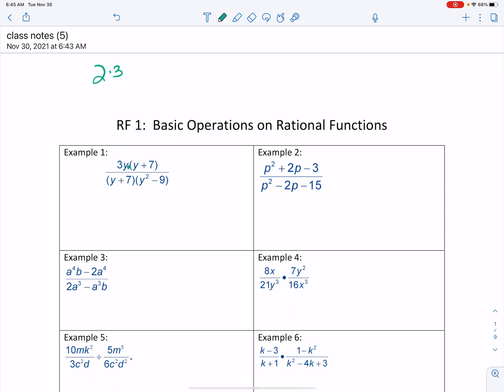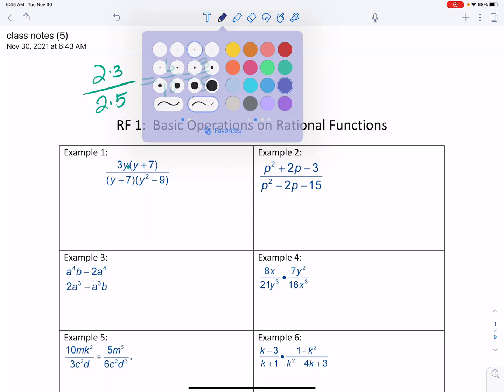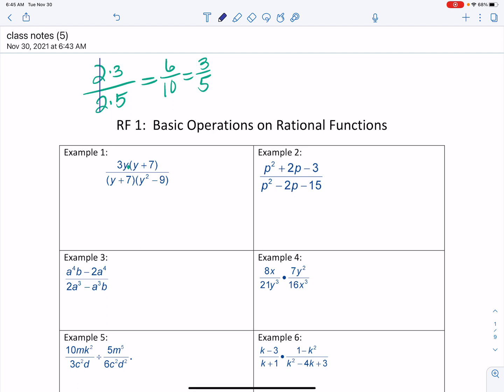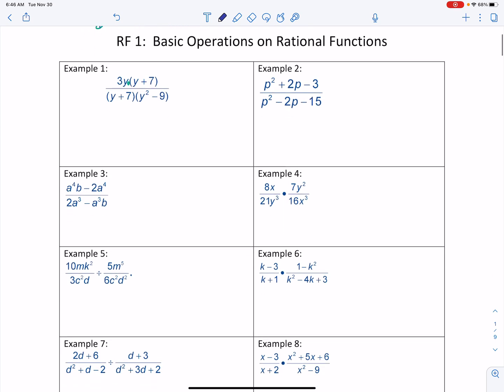If I have 2 times 3 over 2 times 5, right, isn't that 6/10, which reduces to 3/5? Well, if I look at that, could I have canceled these since they're the same on the top? And then I would have also had 3/5. Okay, so that's what we're going to look at on here. The only way you can cancel things from the top to the bottom is if they're exactly the same. Those are exactly the same, which leaves me with 3y over y squared minus 9.